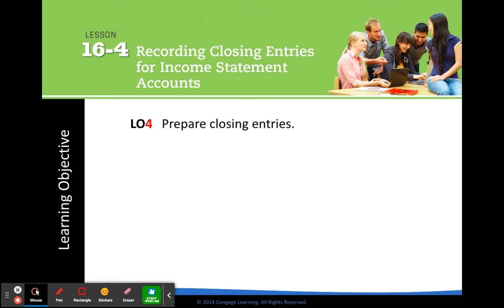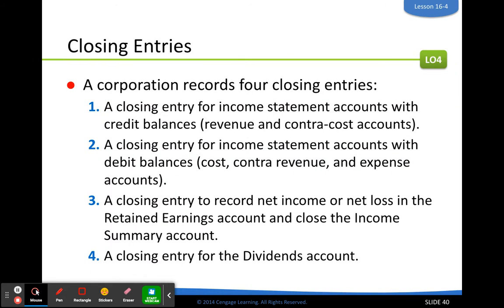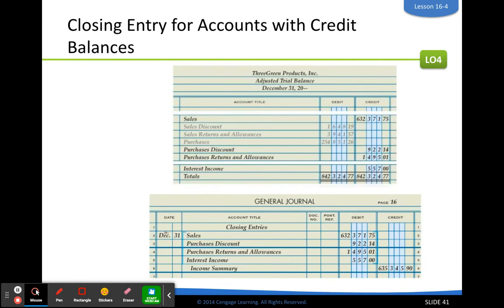In section 16-4, we are going to prepare closing entries. We have 4 closing entries that we need to do. We need to first close all of the income statement accounts that have a credit balance, then all the income statement accounts that have a debit balance, then we need to close our net income or loss, and then also our dividends. Number 1, 2, and 4, those account balances are found in the adjusted trial balance. Number 3, you need to get that net income balance from our income statement.